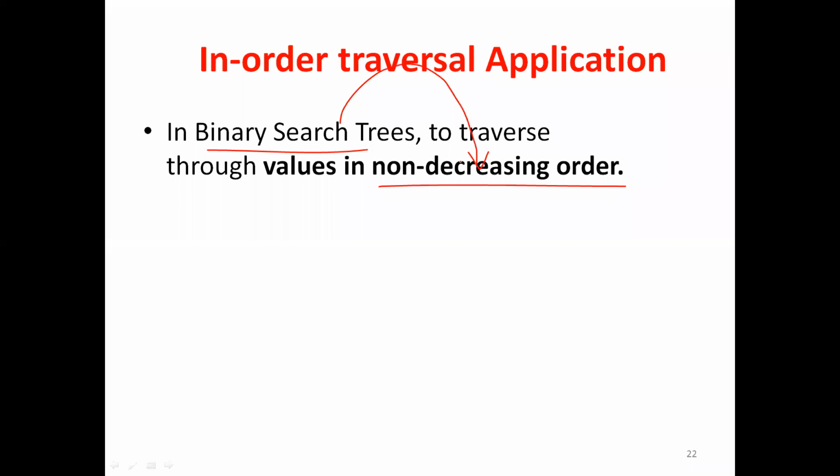But if a tree is a binary search tree, and it is already placed in the appropriate place according to the rule of the binary search tree, if you do the in order traversal of the tree, then obviously you will get non-decreasing order, since it will be in increasing fashion only. I hope you can understand.